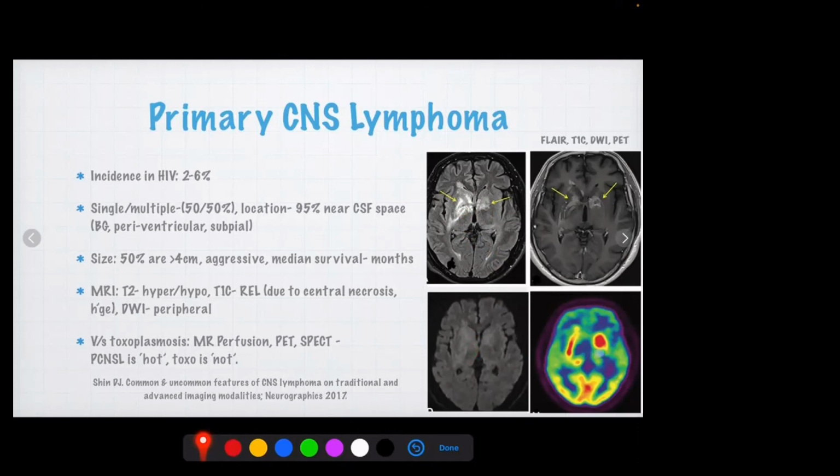So a good differentiation was done on a PET scan, which showed a hot nodule in the place where there was a contrast enhancement, and which easily differentiates it from toxoplasma. So I think rather than wasting 2 weeks of empirical toxoplasma treatment, in cases where we are not sure, the toxoplasma antigen is negative, for example, we should always go for PET, SPECT, or a perfusion study. But I think the radiologists are more conversant with the PET study. So I think PET can be a good choice in this case. So as the jargon goes, lymphoma on these studies is hot and toxo is not.